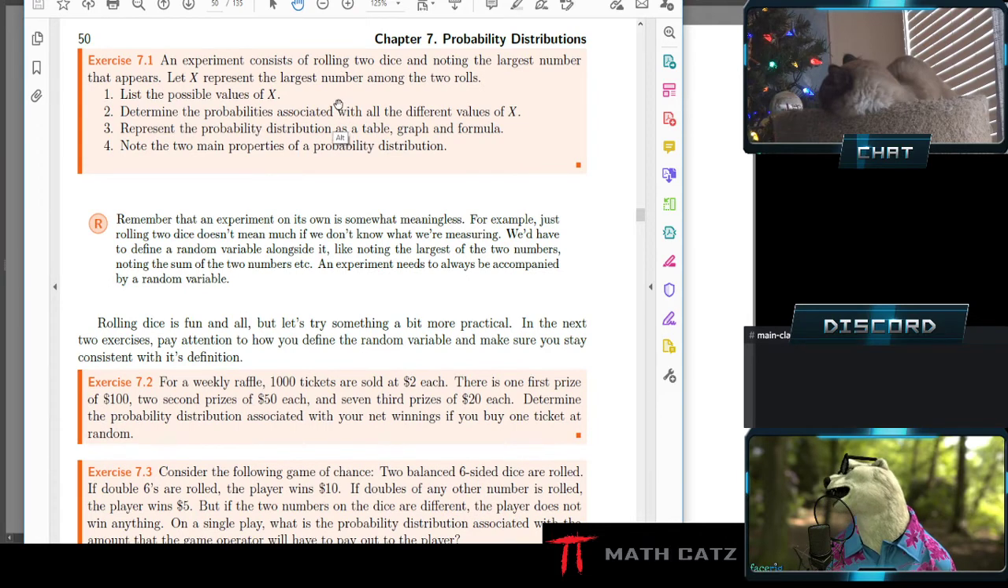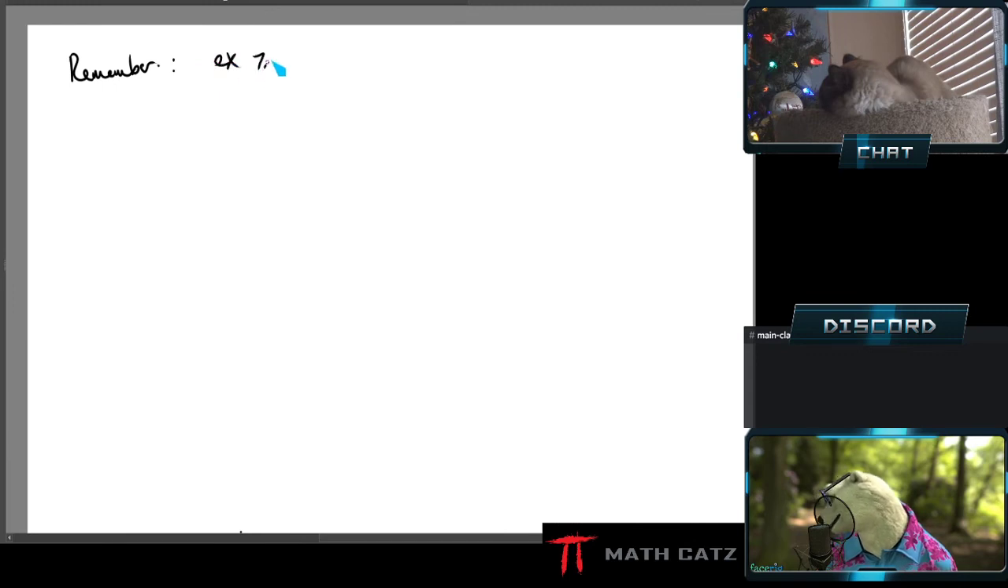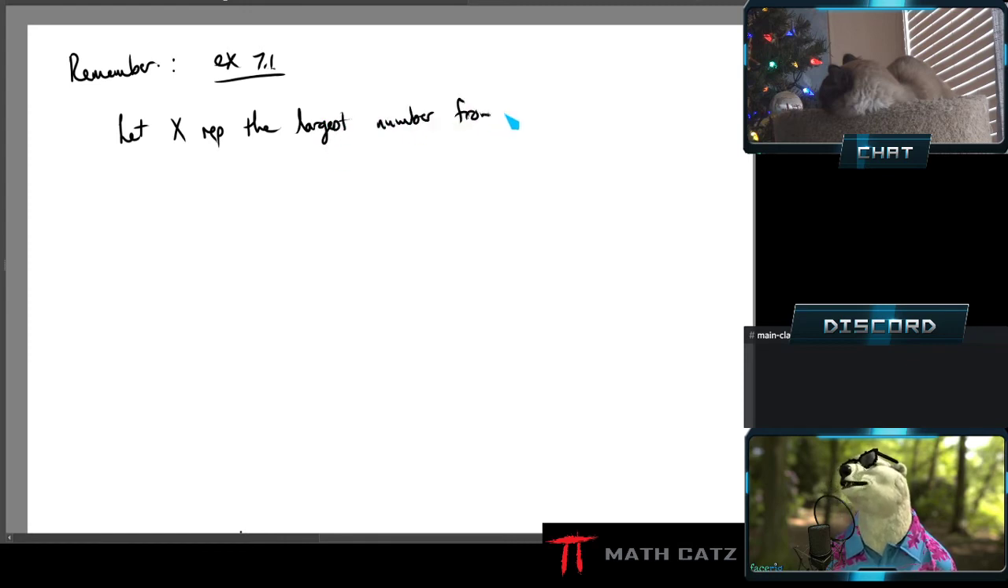It's not a brand new one. It's where I roll two dice and I notice the largest number of the two. Hopefully you remember that. So let's remember exercise 7.1. I have my random variable. Actually, do I care about a random variable? I guess I do. Let X represent the largest number from two dice rolls.